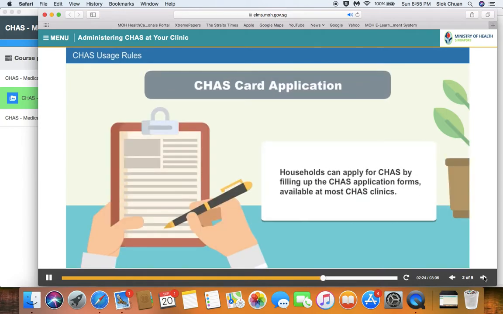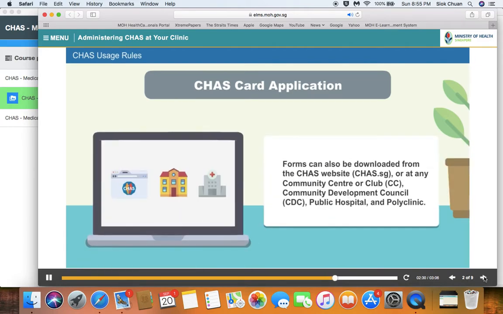Households can apply for CHAS by filling up the application forms available at most CHAS clinics, community centres or clubs, community development councils, public hospitals, and polyclinics. Alternatively, the forms can be downloaded from the CHAS website.